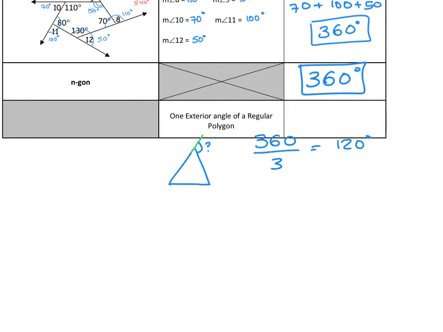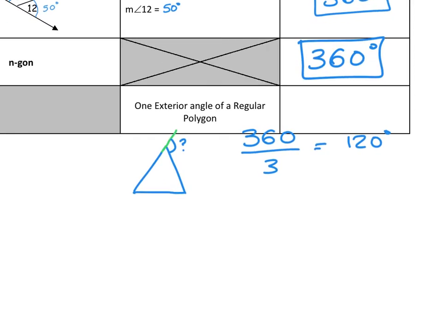Let's see if this is correct. In an equilateral triangle, I know that each angle is going to be 60 degrees because they're all equal. And 60 plus 60 plus 60 is 180. Now, didn't we say that the interior plus the exterior equals 180? So if this is 60, how can I find that exterior angle? I'm giving you the answer instead of subtracting it from 180. So 180 minus 60, that's going to give me 120, which is what I found.